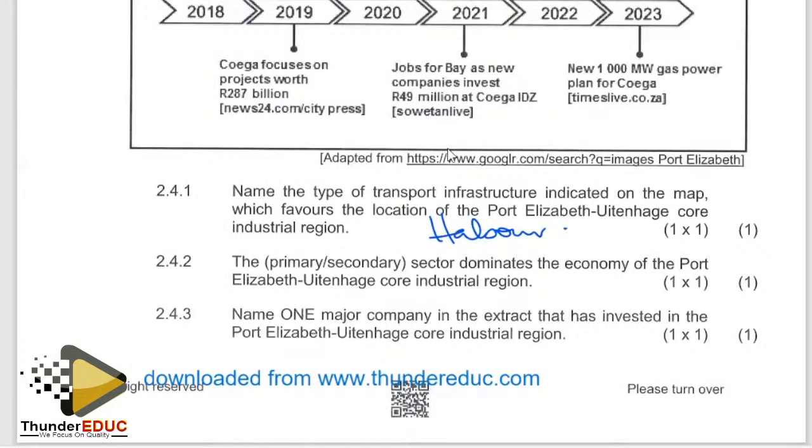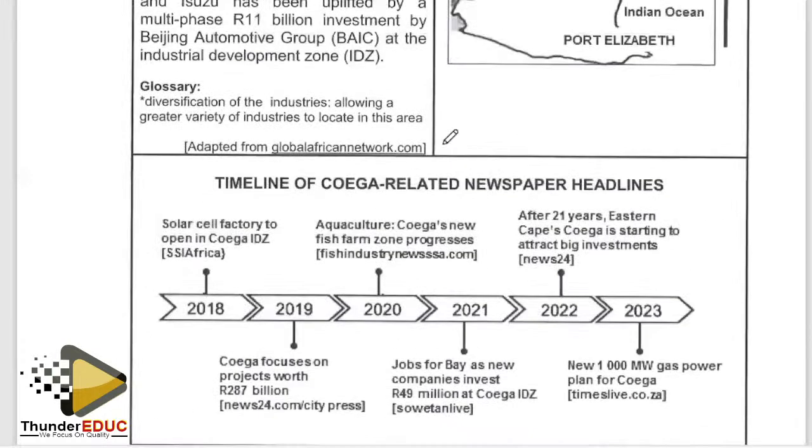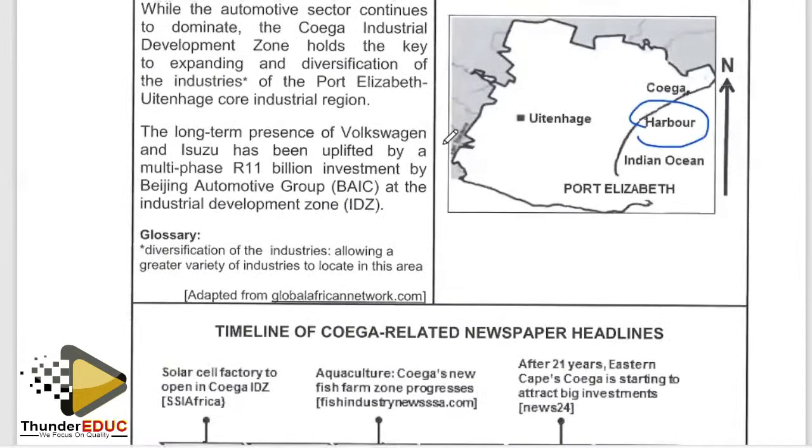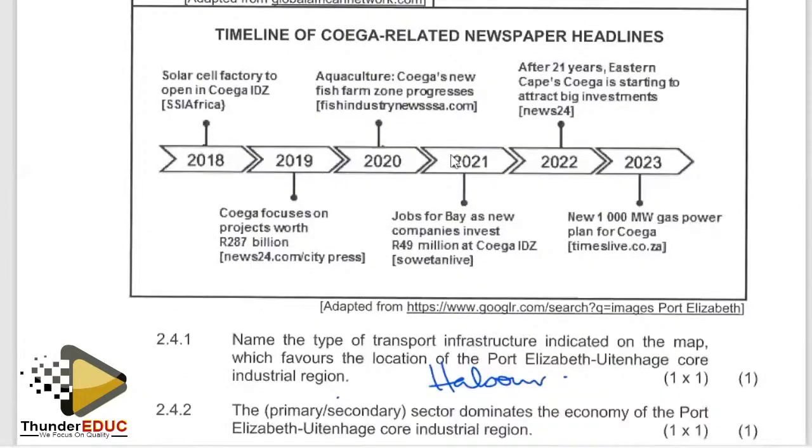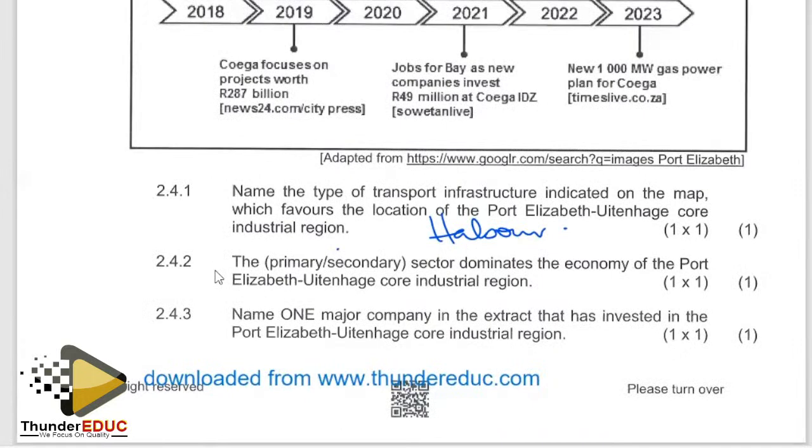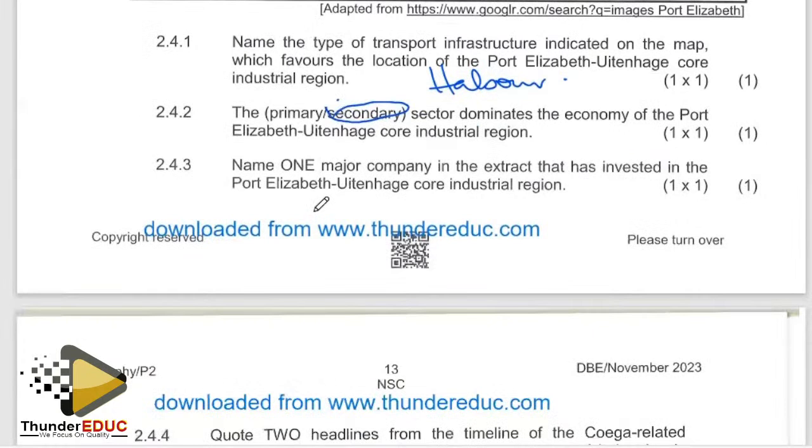Does the primary or secondary sector dominate the economy of the PE? Obviously, since it is manufacturing, here it's automotive industries, which basically fall under manufacturing. Manufacturing falls under secondary. Okay, name one major company in the extract that has invested in the PE core region. The company that we have here is BAIC, which is Beijing Automotive Group.